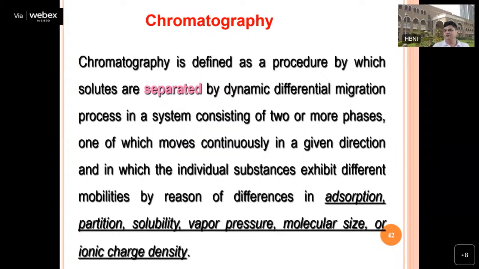So you can see the phenomena by which chromatography differentiates. In the coming PowerPoint, we can see one or two of these cases, how they vary from one chromatography technique to the other.